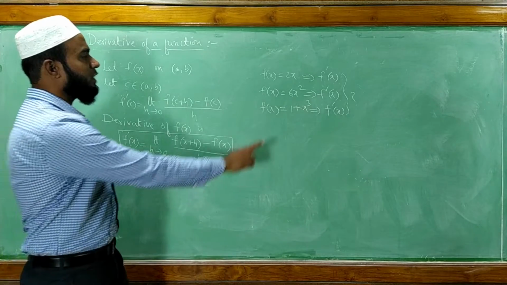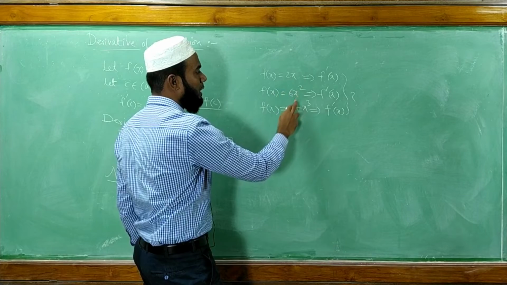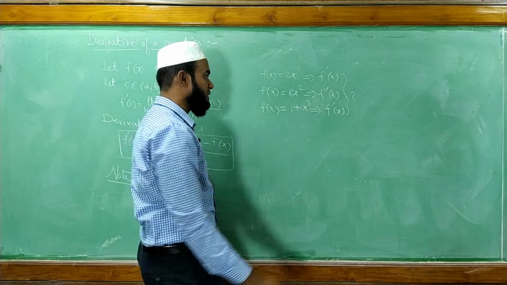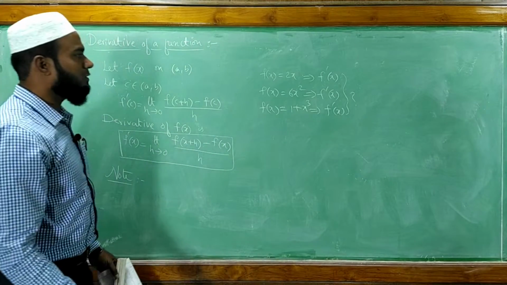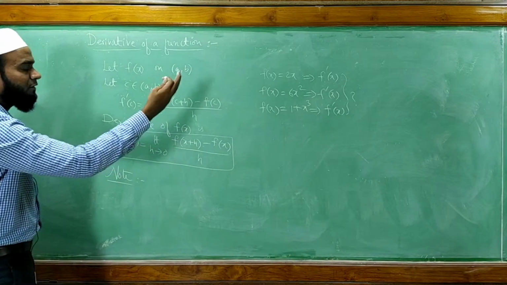So what will be the derivative of 2x? By using the formula we know that the derivative of 2x is 2. And by using the formula we know that the derivative of 6x square is nothing but 12x. And here 3x square. We know that. But till now we have not established any formula. So how to find the derivative of that?